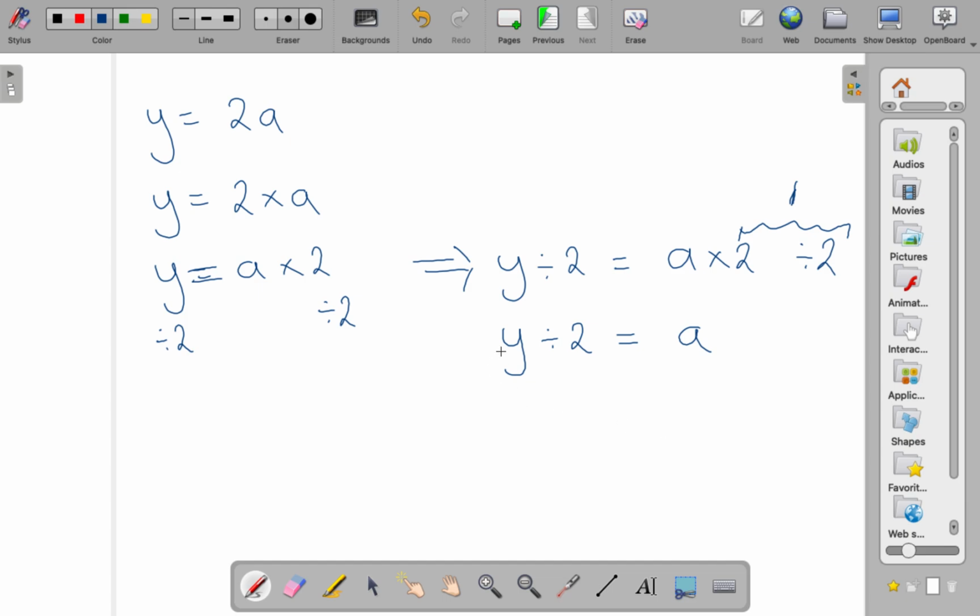And there's another way to write this. So instead of y divided by 2, I like to write y over 2 is equal to a. Okay, and then as we did before, whenever you're asked to change the subject, it's always worth putting the letter that you've been asked to change the subject to on the left-hand side. That's just the general way to write things. So here we have a is equal to y over 2.